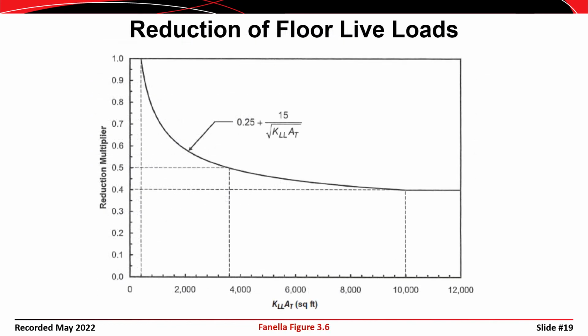And then this is an image out of the Fanella textbook that gives a graphical representation of the live loads that we're designing for. So the reduction multiplier is on the vertical axis. When you have a value of 1, that means that you're providing no reduction in the live load at all. When you have a value of 0.5, that means you're reducing the live load by 50%. So what this does is it gives a good illustration of how the live load reduction varies over the influence area of the member. As the influence area of the member gets larger, the amount of reduction that you're allowed to take gets larger as well, or the live load you design for is a smaller portion of the unreduced live load.